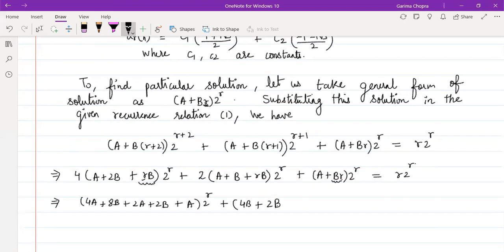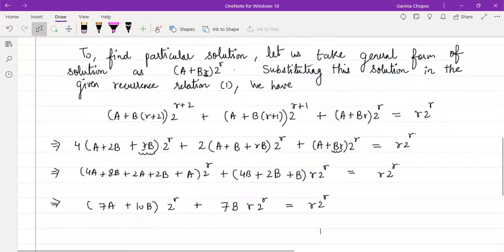Here again we have br, so it will be b, and in all these terms we have r 2 raised to power r, so we have taken it here. If we simplify it further, we have here 7a and 10b 2 raised to power r, and this is 7b r 2 raised to power r equal to this r 2 raised to power r.